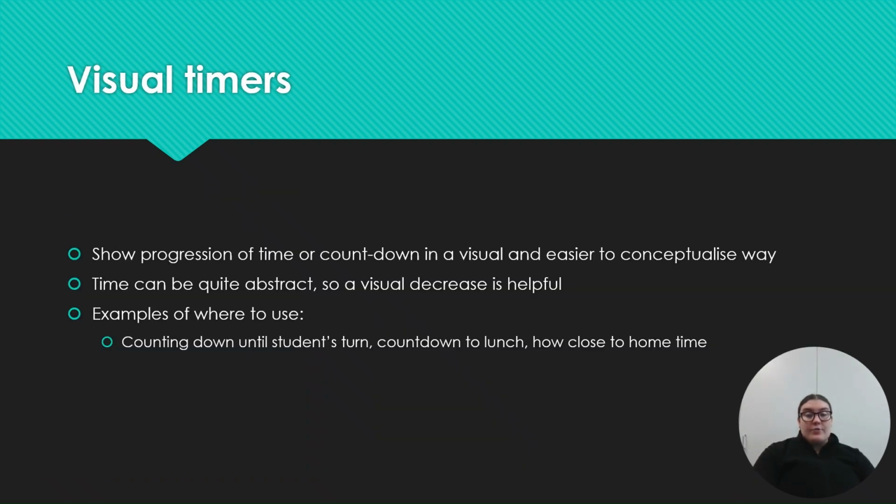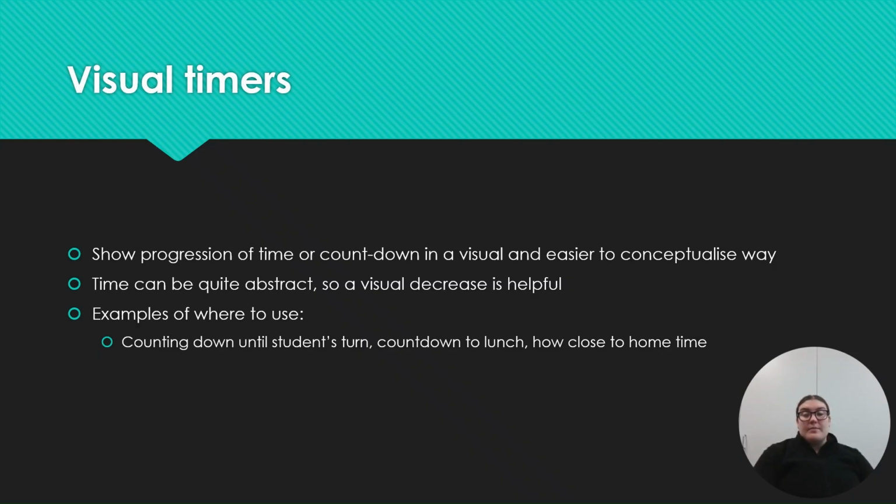Visual timers are great, and again are one of the more widely used visual supports across schools. It shows the progression of time or a countdown in a visual way that is easier to conceptualize compared to a clock face or just numbers. Time is quite an abstract concept for a lot of our students, so a visual decrease is helpful, seeing something visually get smaller as we get closer to the end of our time. Examples of where to use: counting down to a student's turn, countdown to lunch, how close to home time.